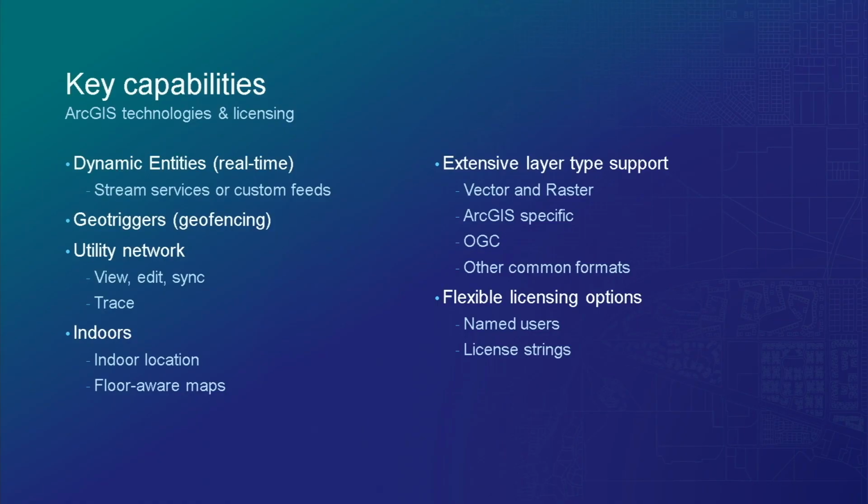And of course, I'll mention here high-level extensive layer type support, vectors and rasters. We're working with ArcGIS-specific data types that are part of the platform, as well as open standards in a variety of formats. I'm also going to mention flexible license options, because we're going to talk a little bit about licensing as you go from development into production. It's important to think about, but we have flexible options. Think about named users and license strings, two different options for the same license model. We'll dig into that in a moment.